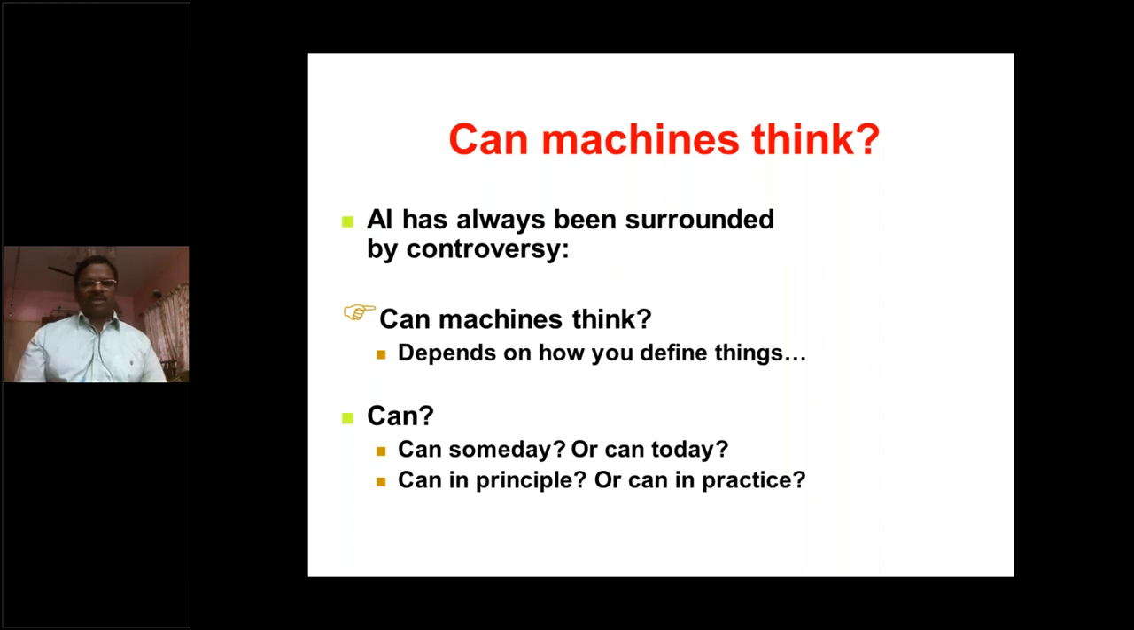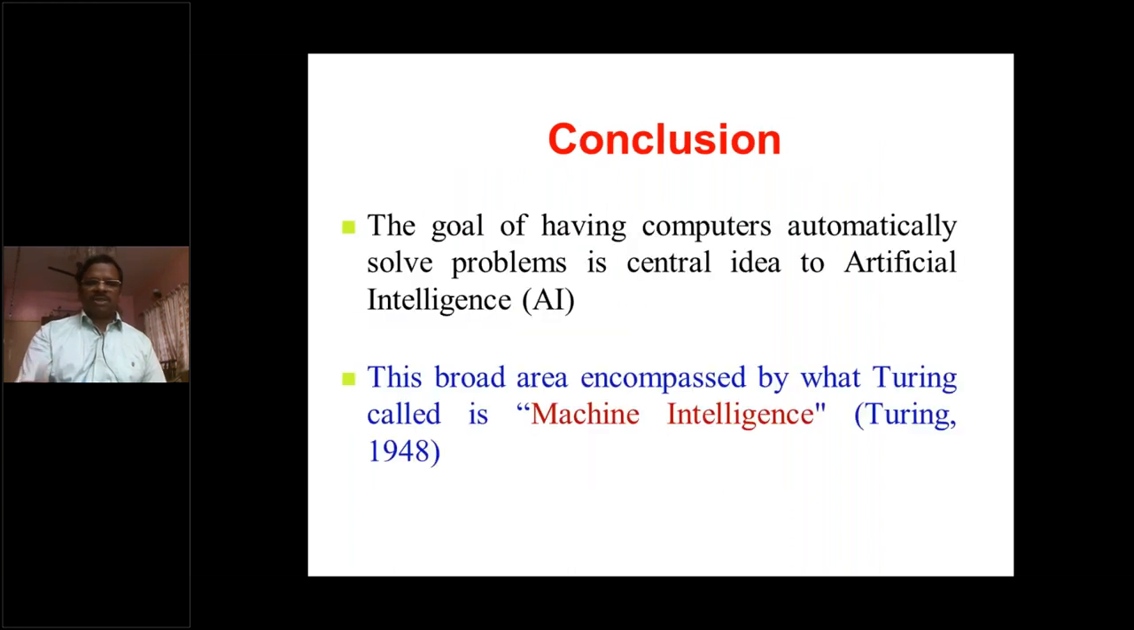So who can think? Humans are thinking. Humans created the machine by using their own knowledge. So what is the conclusion of the AI? The goal of having computers automatically solve problems is a central idea to artificial intelligence. Computers automatically solve problems.